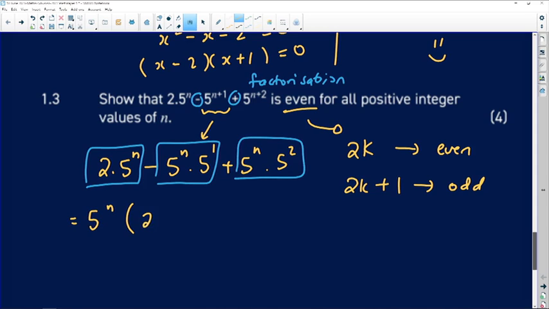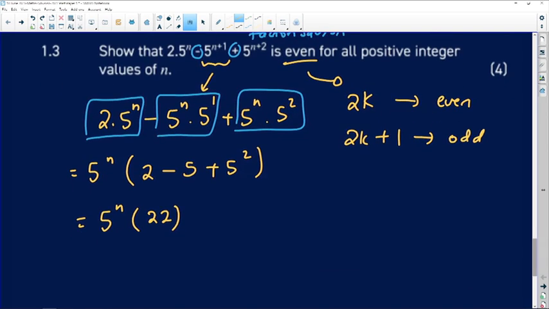Now it leaves me 2 in the first box, a 5 in the second box, and 5 squared in the third box. Now this becomes 5 to the n multiplied by... I don't know if you will agree with me, but 5 squared is 25. If you add 2 to 25, you get 27, and if you subtract 5 from 27, it takes you straight to 22. So I'm going to be left with 22 here, okay? Now, I don't know if you see this, but 22 is a multiple of 2.